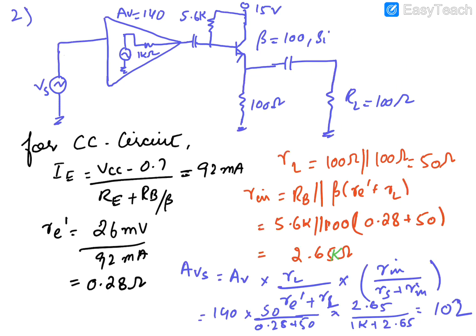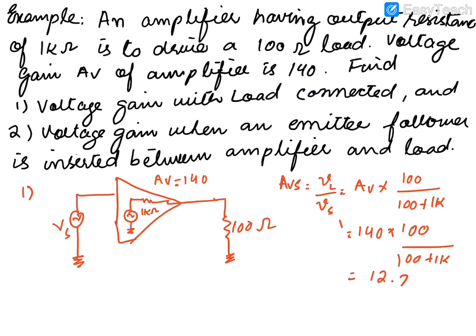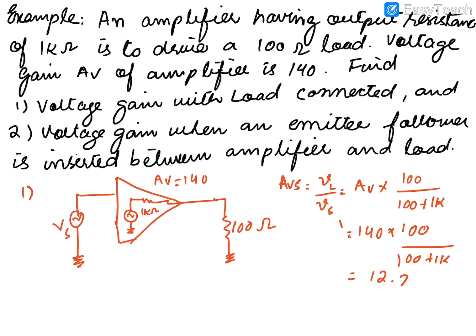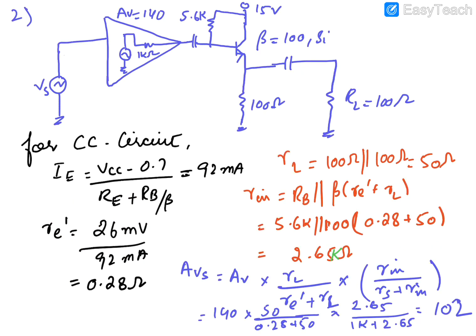Now you can see that from the previous case, in which the amplifier stage was directly connected to the load, the gain is much improved now because of this buffer stage, this emitter follower stage. So basically the purpose of this emitter follower in this case is to drive a heavy load and to improve the overall gain of the whole system. We have seen that the overall gain has improved from 12.7 to the value of 102.